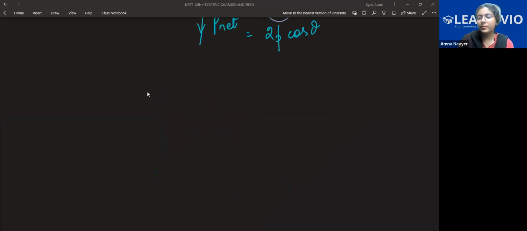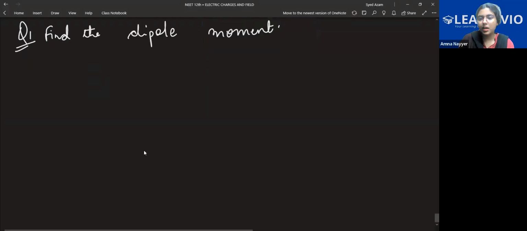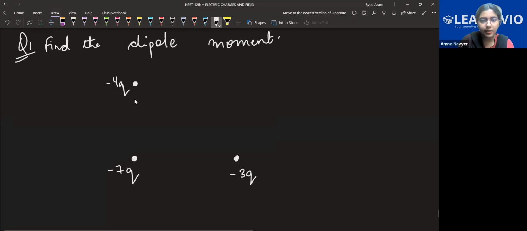See, there is a question. You have to find the dipole moment. So how is the arrangement given? This is how you have the arrangement. One charge is there, minus 7q. And you have here a charge, minus 4q. And here you have a charge, minus 3q. The separation is given as a, and this is also the separation that is given as a. That's all that you have.